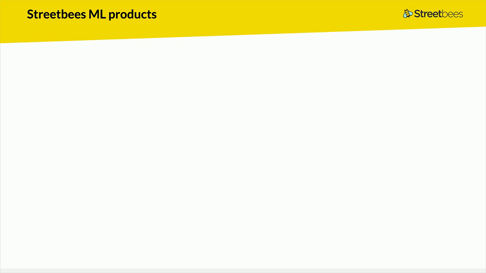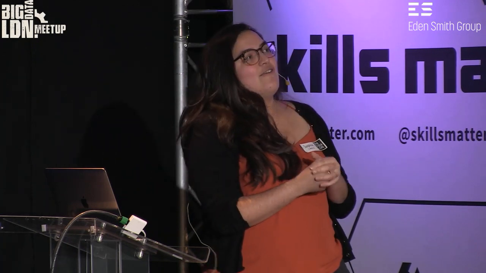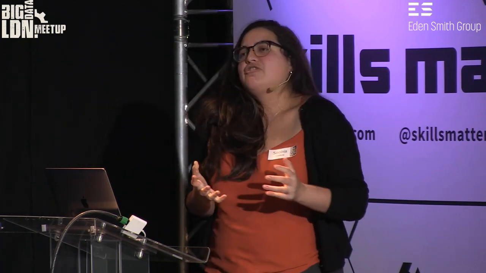So what are these products? The first one I'm going to tell you about is our clustering app. A lot of our clients are interested in understanding what behavioral segmentations exist in our data. For example, as I said, a lot of our clients in the food and beverage industry will be interested in, okay, why are people snacking on sweet foods?